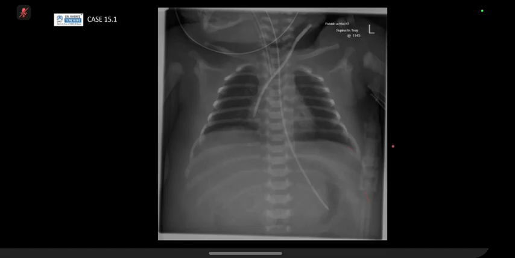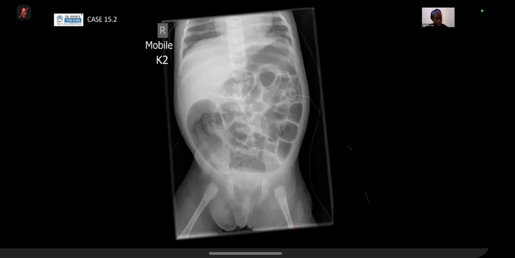I see there is a central rounded lucency in the abdomen, so I am worried about pneumoperitoneum. Okay, so that's this case. And then do you want to do this case?